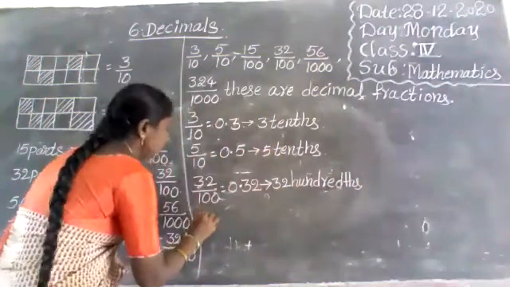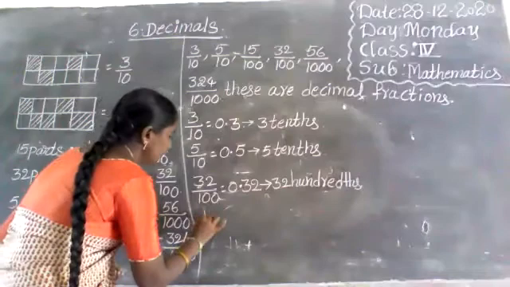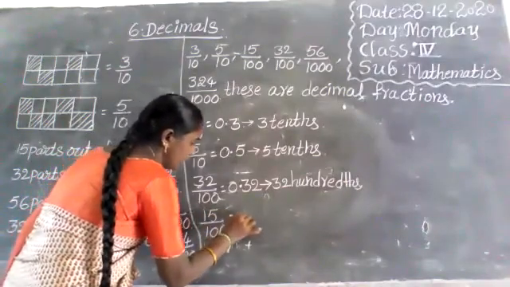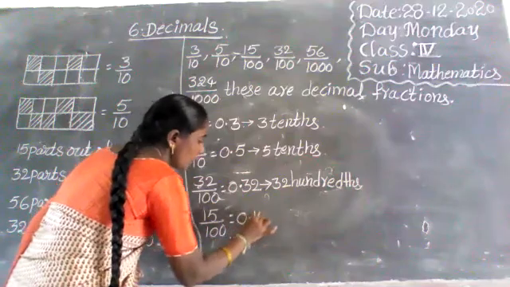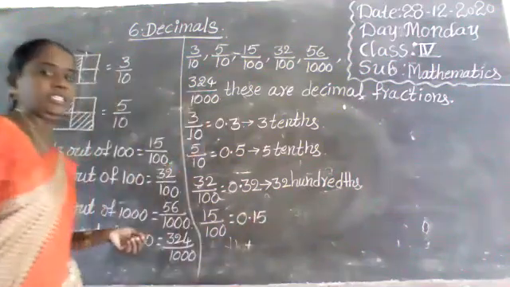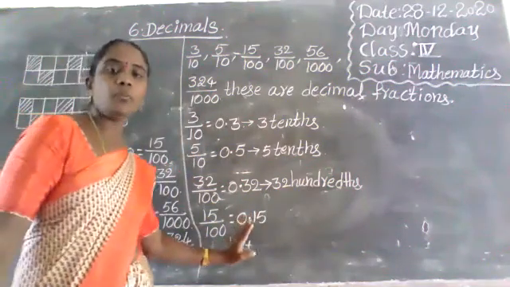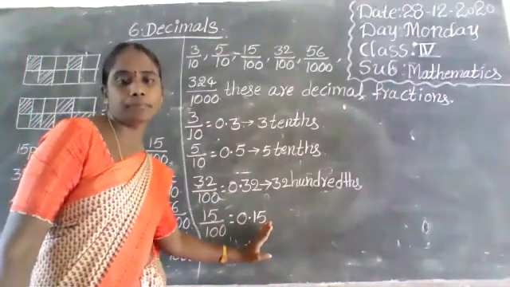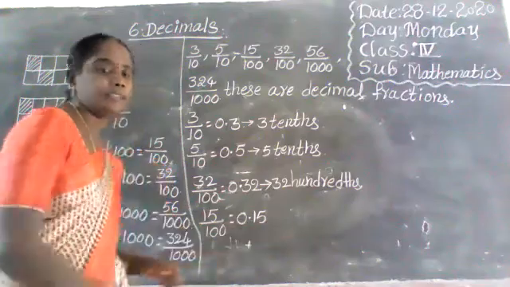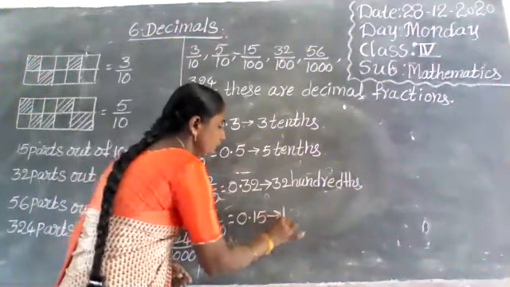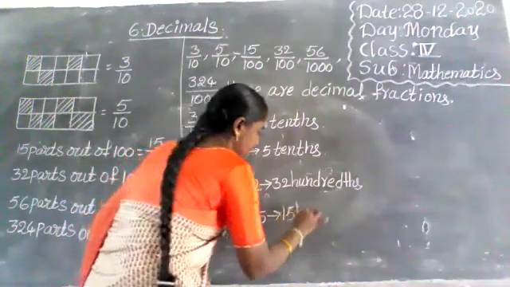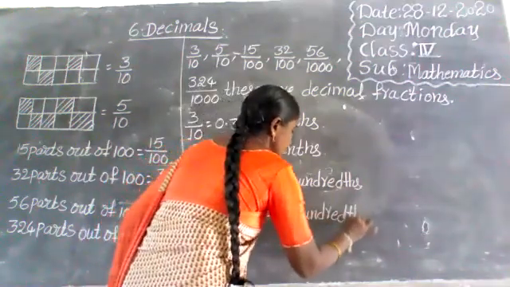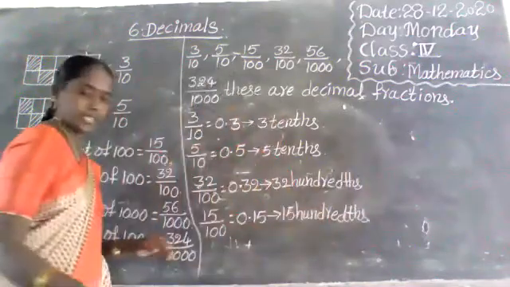Next, 15 by 100. We have to write it in decimal form as 0.15. 0 is 0, point is the decimal point, then 15. In words, 15 hundredths.